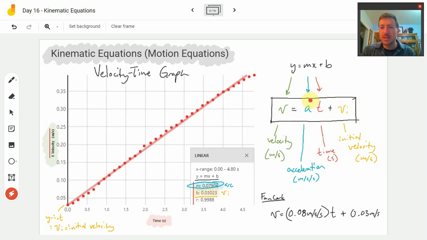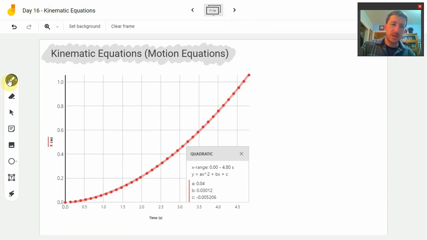If there's any one of these that we don't know, and we know the others, we can use those to solve for the unknown. Okay, so this is kinematic equation number 1. Kinematic equation number 2 deals with our position time graph.